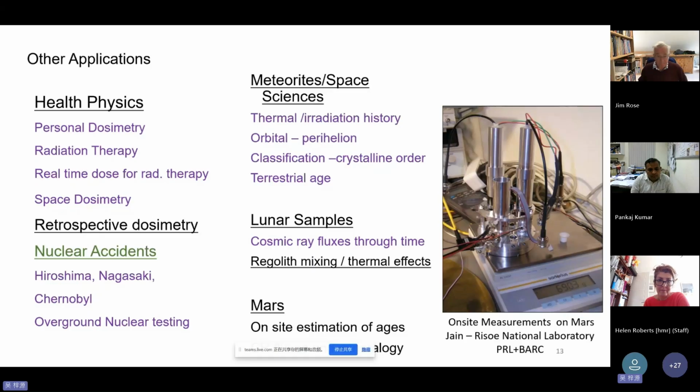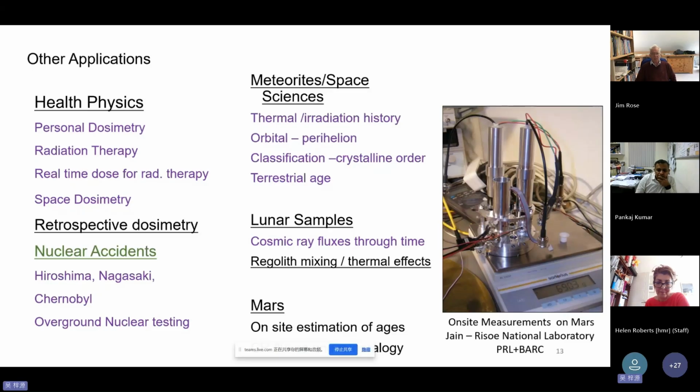Hiroshima, Nagasaki, Chernobyl, and overground nuclear testing in America, all were revised based on the studies done using luminescence, led largely by Ed Haskell in America, and then Ian Bailiff in England, and Juan Mejdahl and other groups in Risø. They did wonderful work in reassessment of the radiation dose using porcelain, using building bricks, and I will talk about it in a bit more detail.